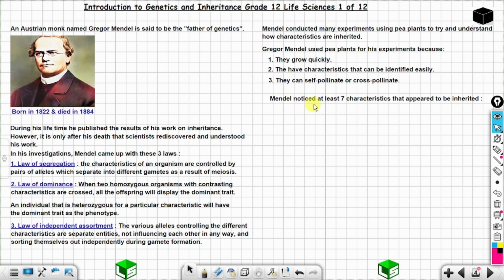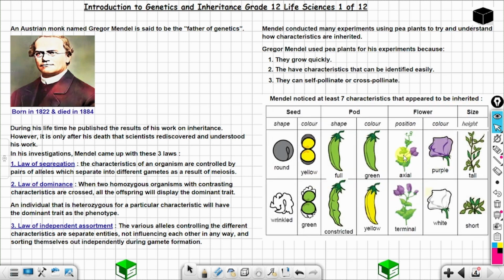Mendel noticed at least 7 characteristics that appeared to be inherited. So you have this table. 1, 2, 3, 4, 5, 6, 7.